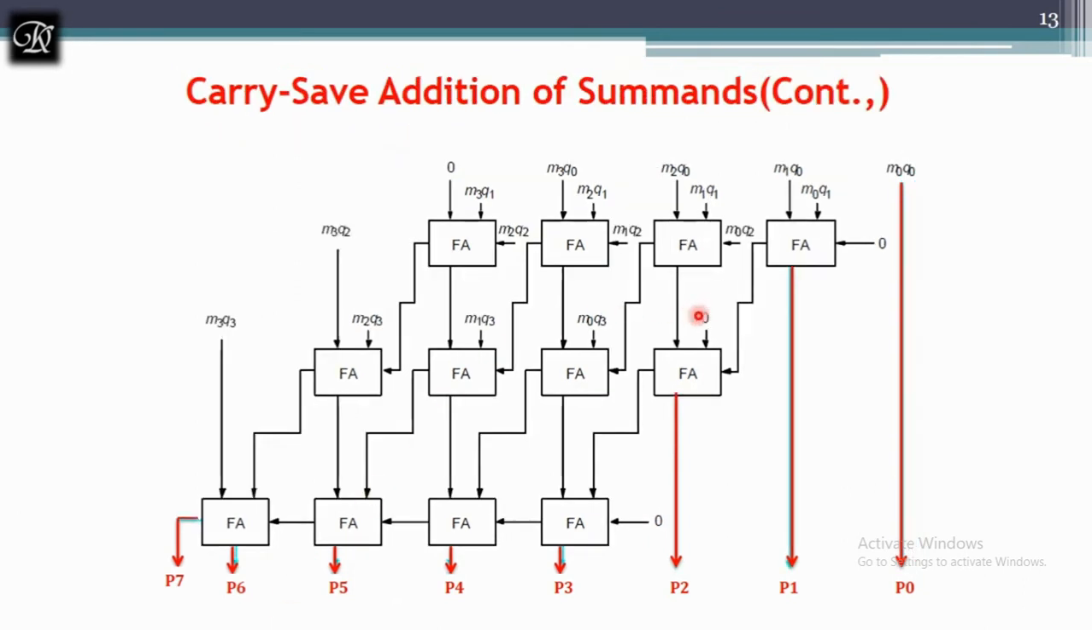The same applies with respect to look ahead carry. This is a circuit for look ahead carry, and the same input will be given, with the same task of giving a carry input to the next level and proceeding.